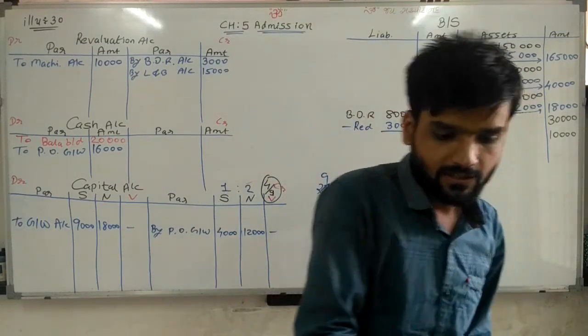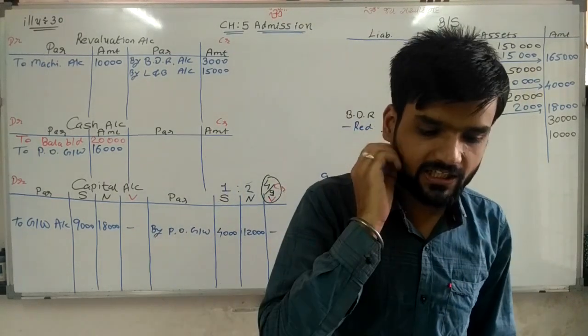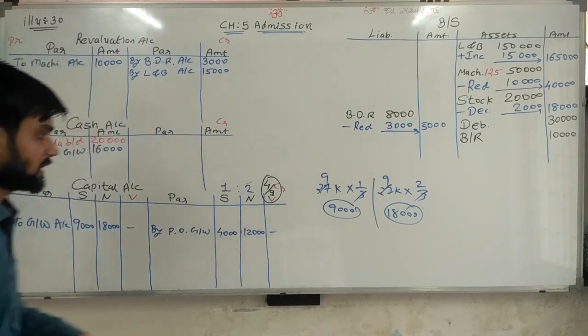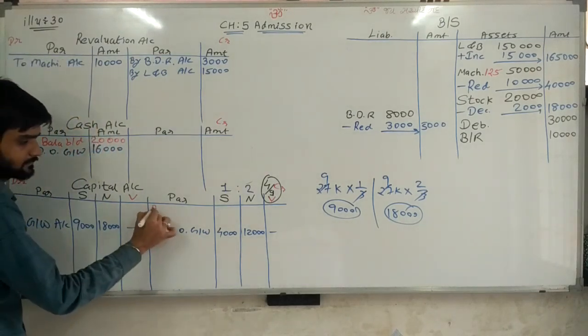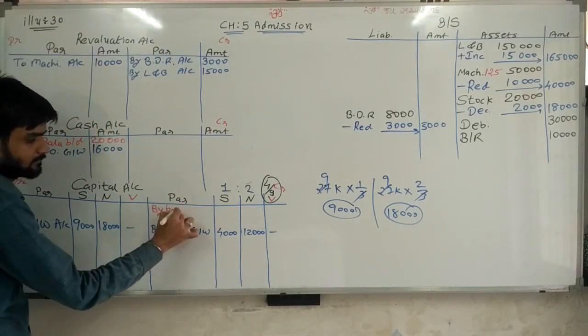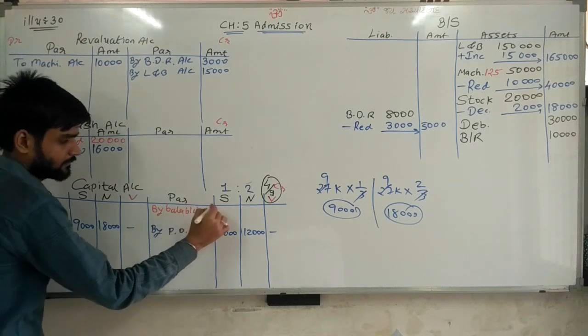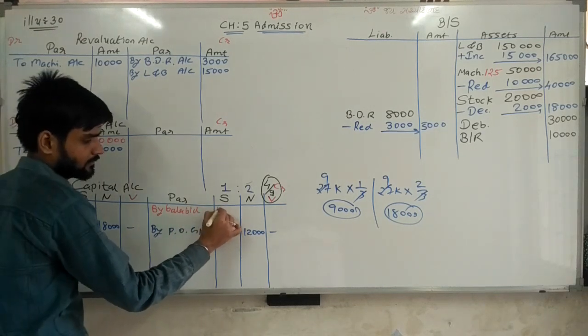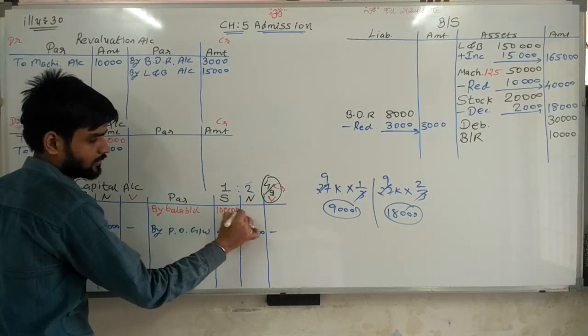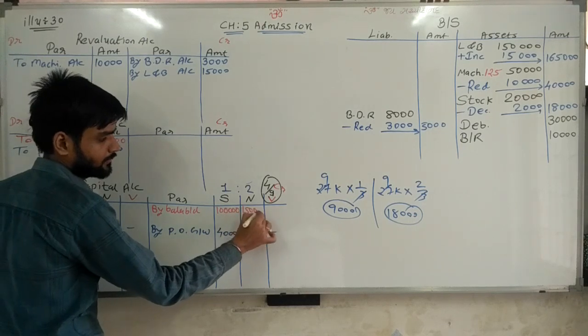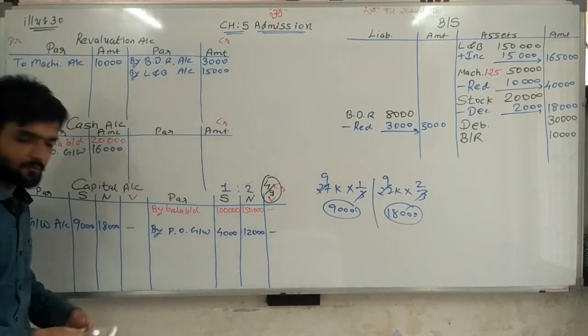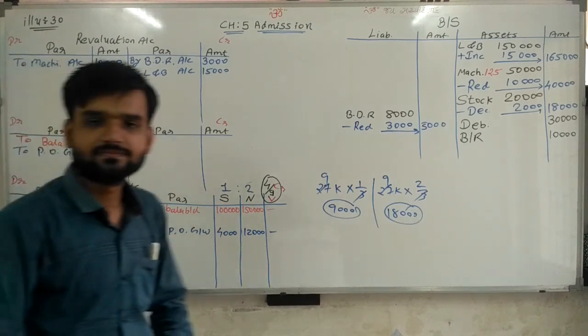Now the liability side. Capital accounts: Shivani and Neeraj, 1 lakh and 50,000, which gives the balancing figure. That's it.